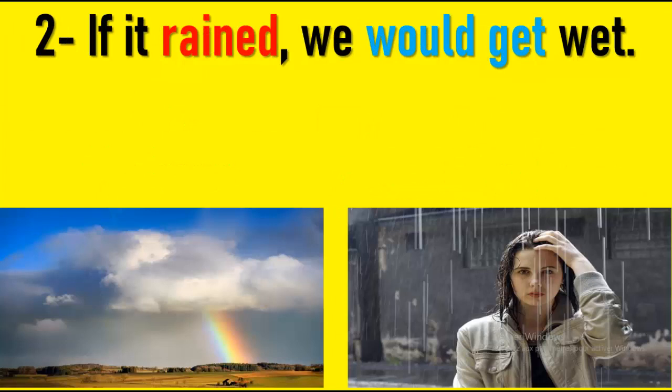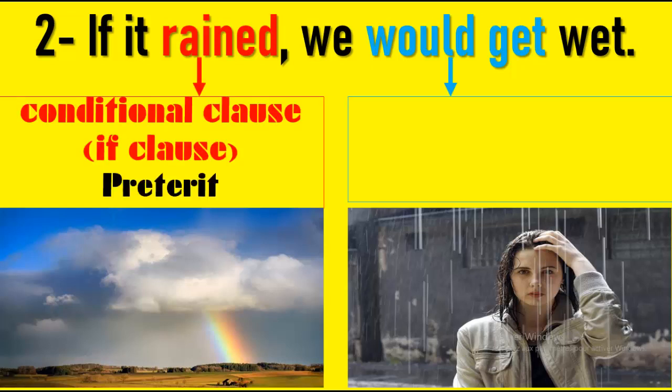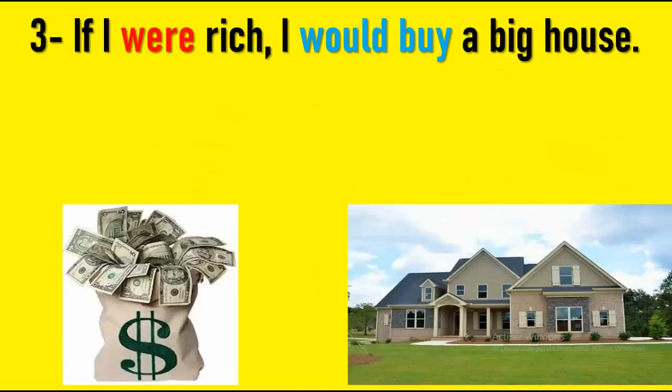If it rained, we would get wet. So rained also is preterite, and would get wet is in the simple conditional: would plus base form. If it rained, we would get wet.